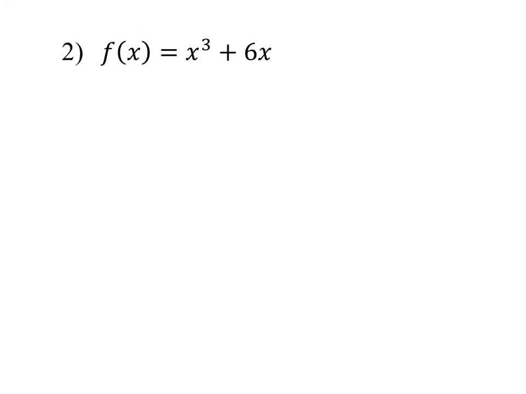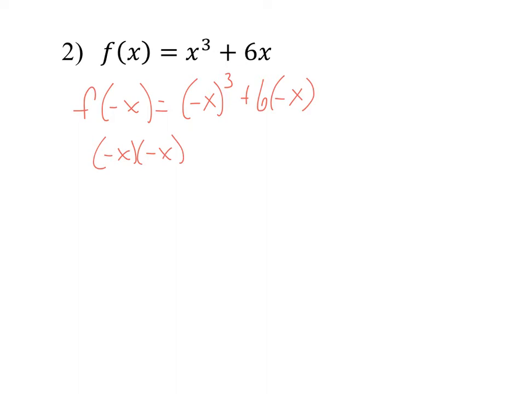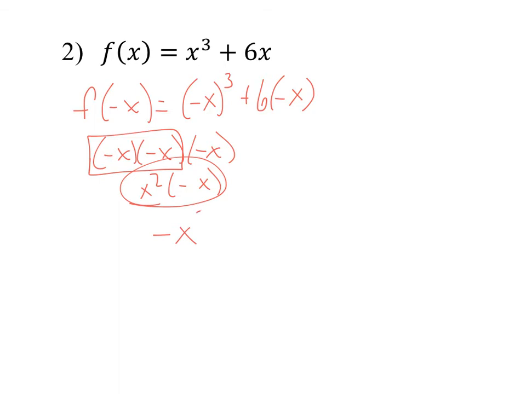Same deal. Is this even, odd, or neither? Plug negative x in for x. So it has to look like this. Wherever there's an x, you put parentheses. Negative x to the third. If you need to write it out, it's negative x times negative x times negative x. These two make a positive x squared, but this one's still negative x. So when we put this all together, it's negative x cubed.